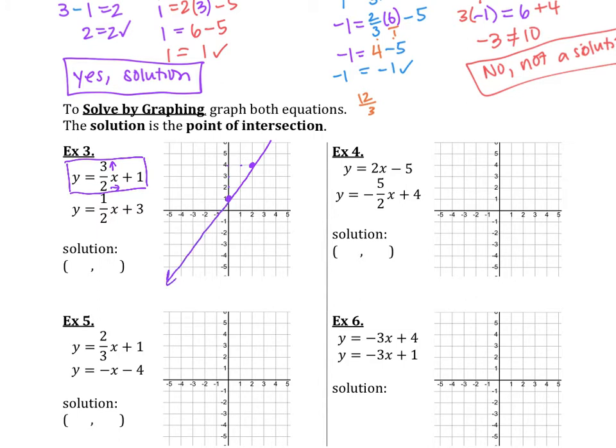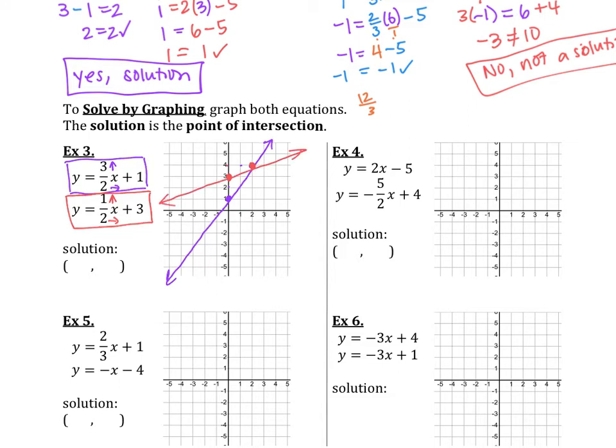Because I'm trying to see where they cross, and if I get crooked, it's hard to read the graph for where they cross. Okay, now I'm going to graph this second line. The y-intercept on this one is positive 3. And then the slope is 1/2, so up 1 over 2. Okay, I'm going to go ahead and draw that line the best I can.